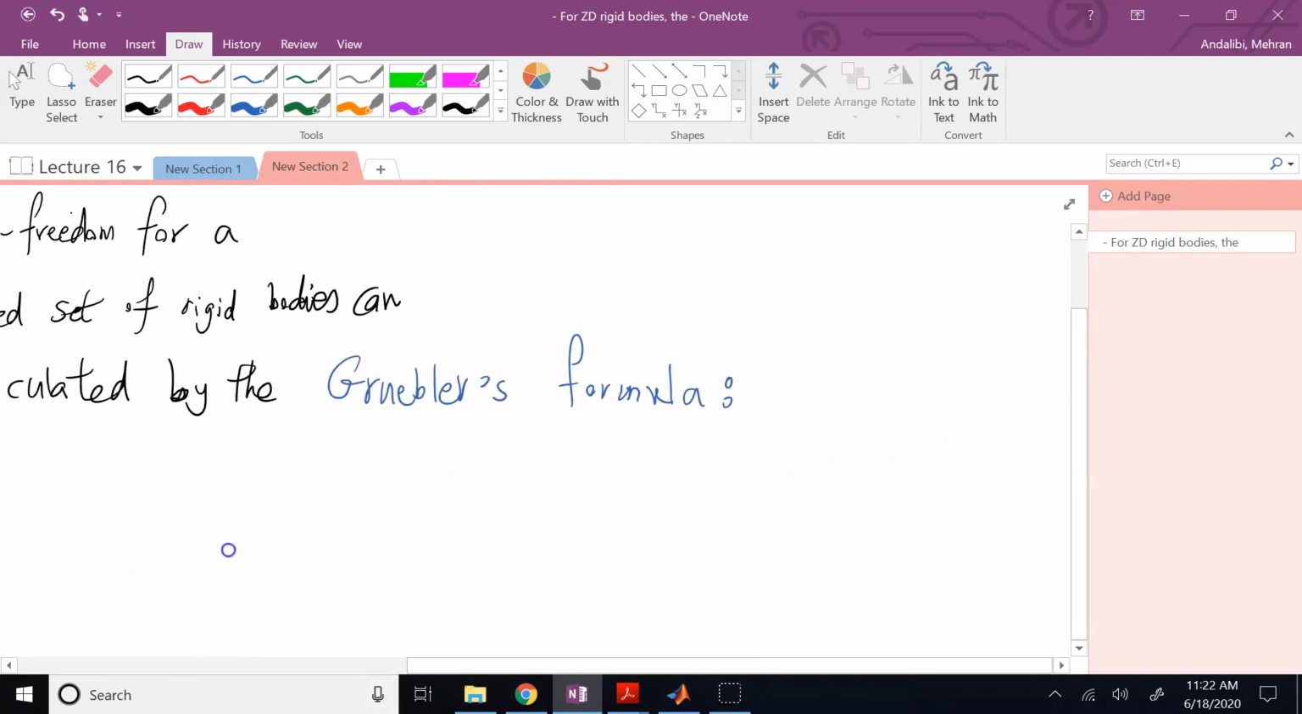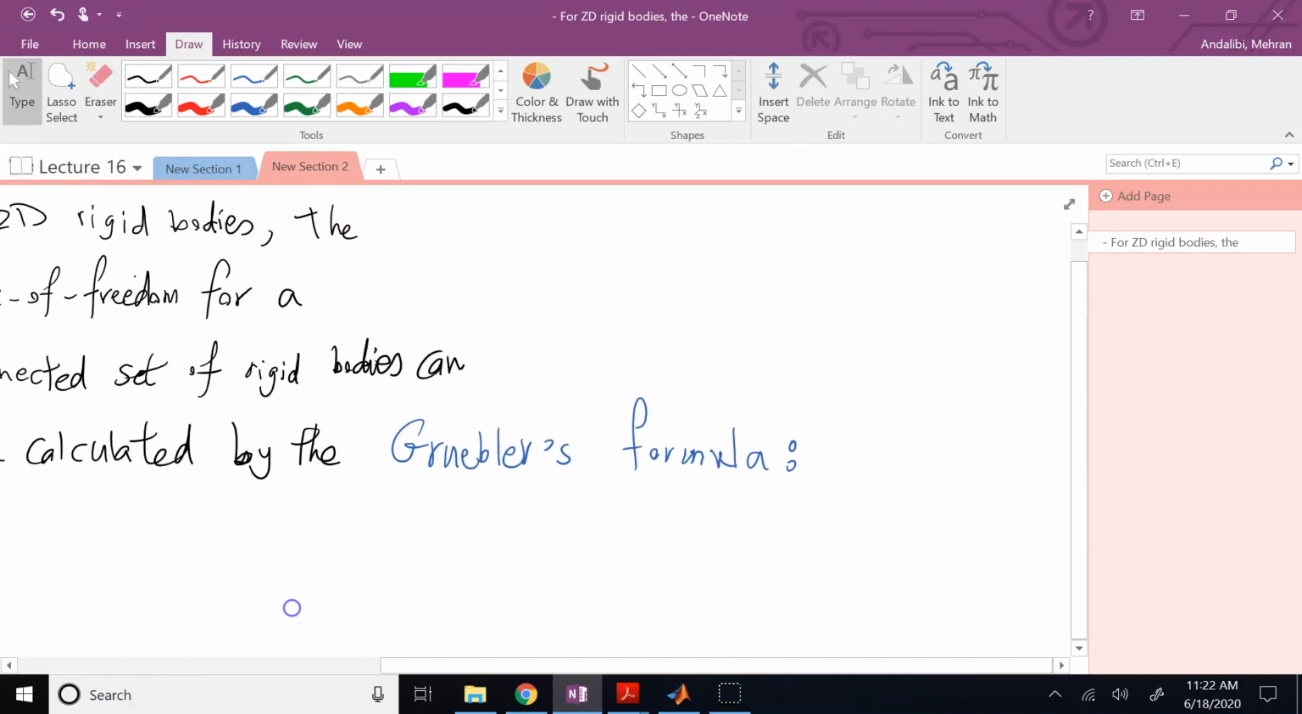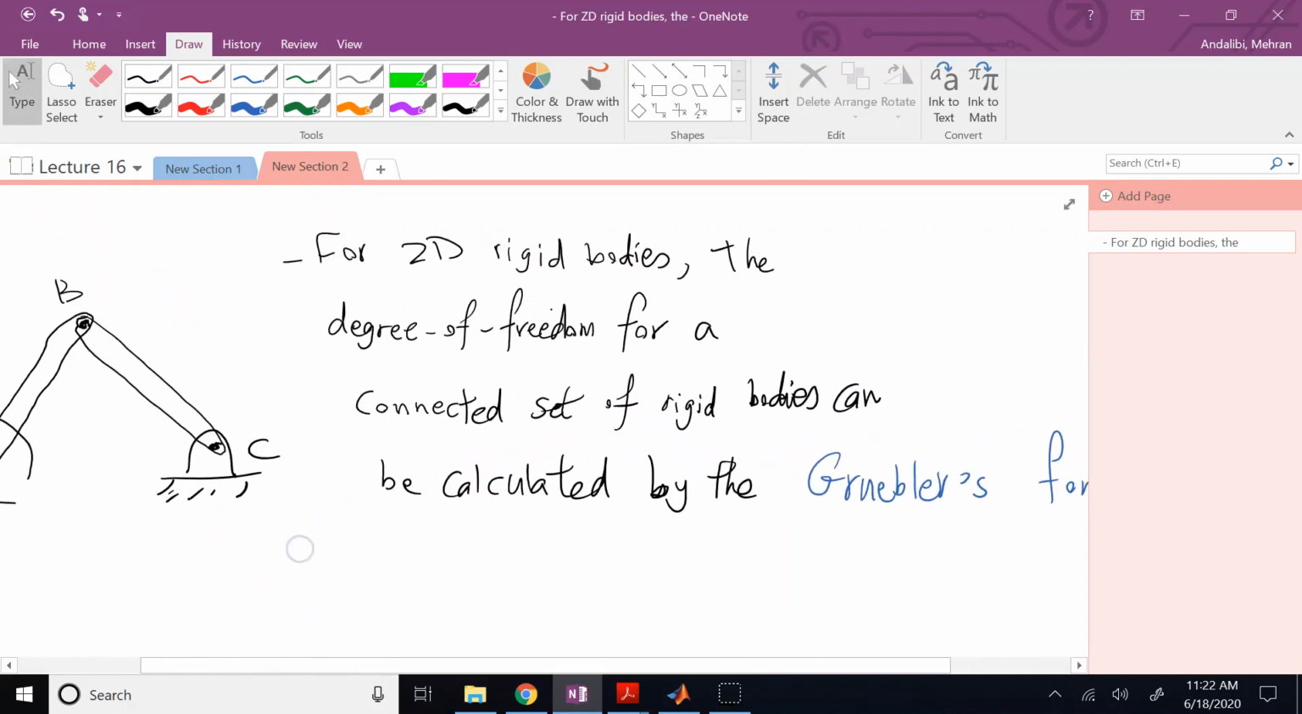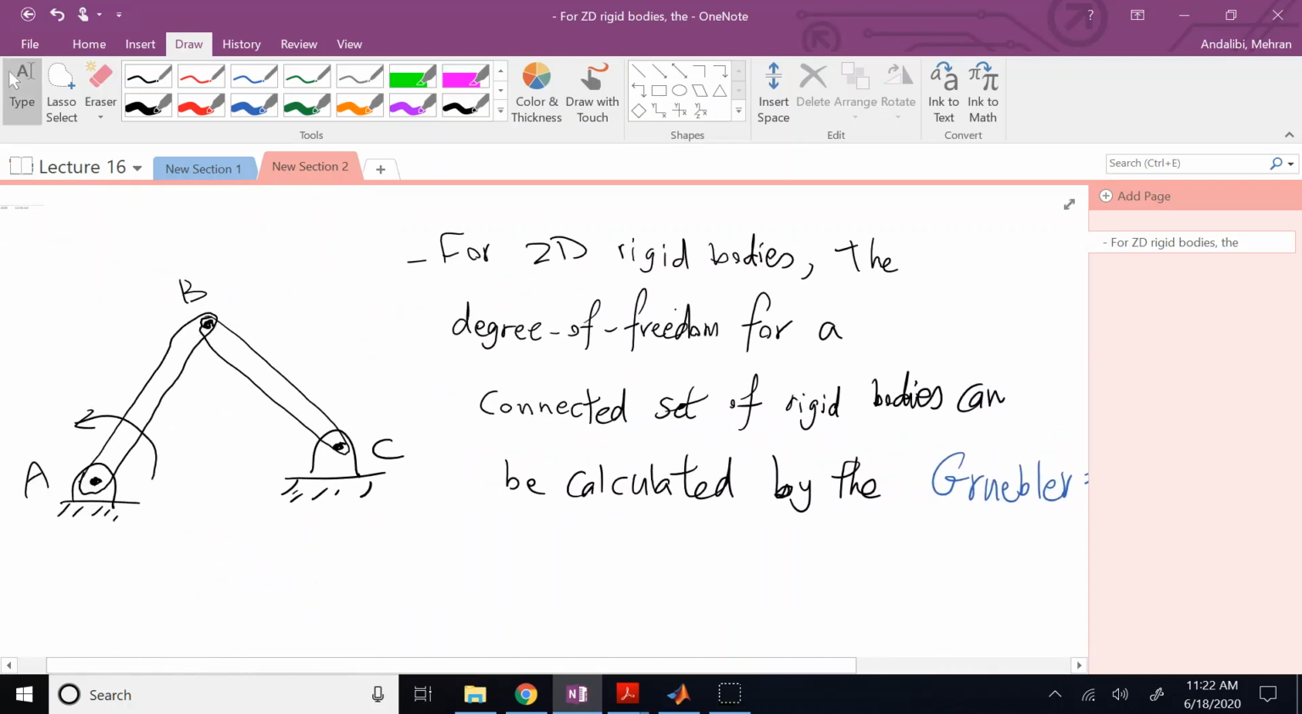So this is what it says. When you have an object in 2D, like any of these members, how many degrees of freedom do you have for one single rigid body? You know, it's 3, right? So an object in space has 6 degrees of freedom, but when you constrain it to only have planar motion, it only will have 2 translations and 1 rotation.